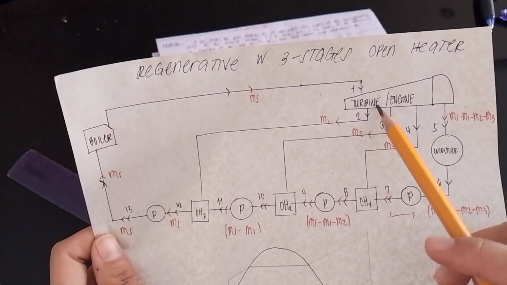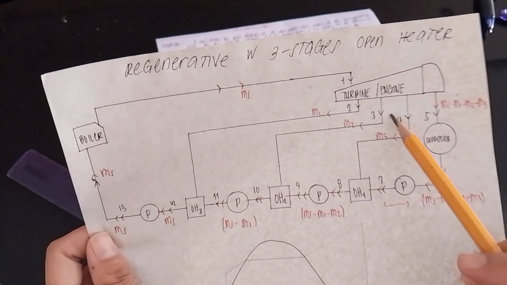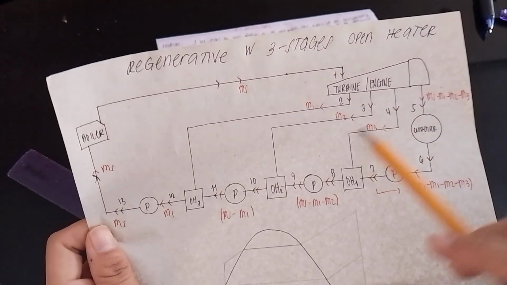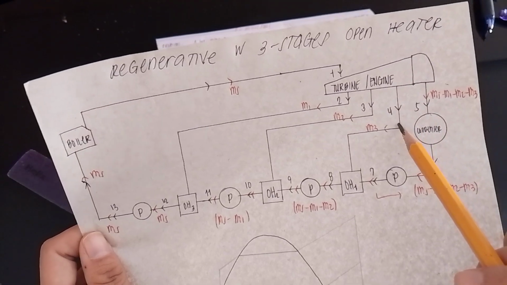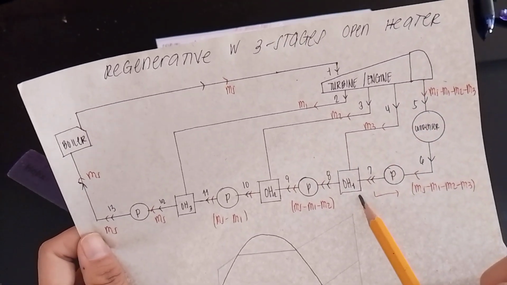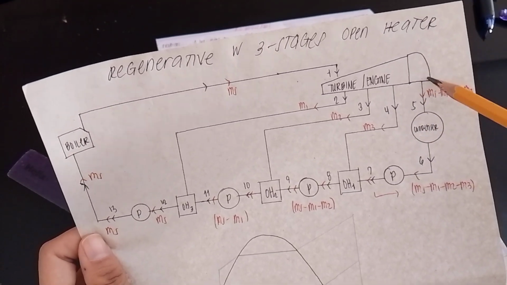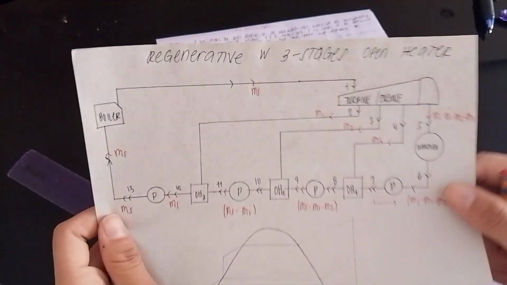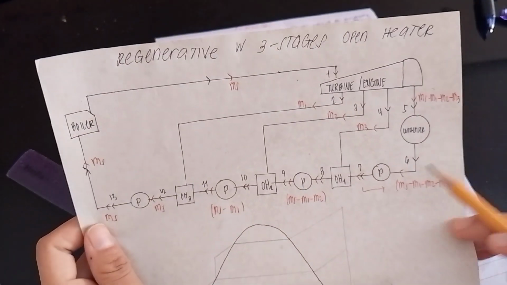Next, stage 2, which is our turbine to our open heater 3. Next, at state 3, we have from turbine to our open heater 2. Then at state 4, we have our from turbine to our open heater 1. Then our state 5, we have turbine engine to our condenser. So at state 6, we have condenser to our pump.